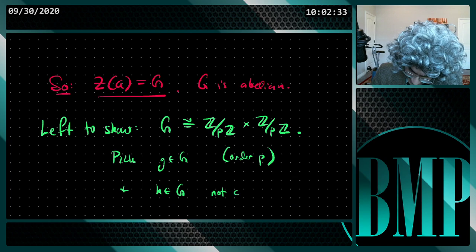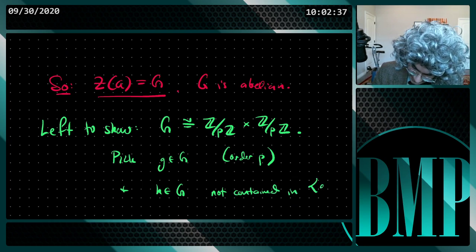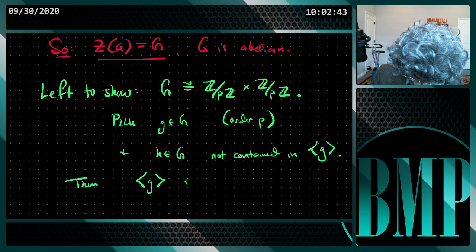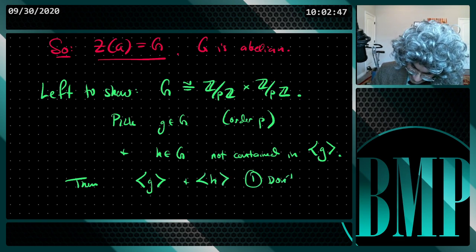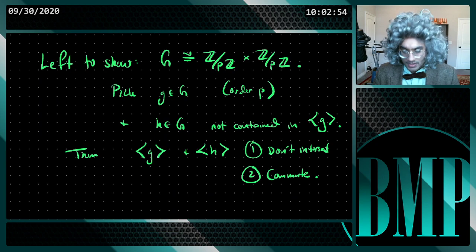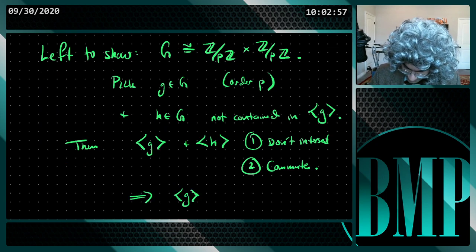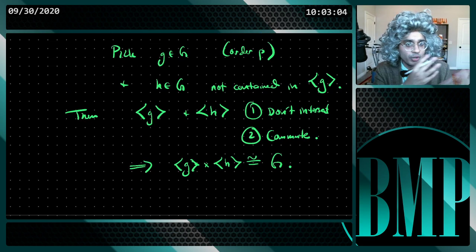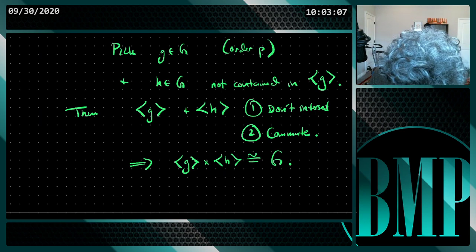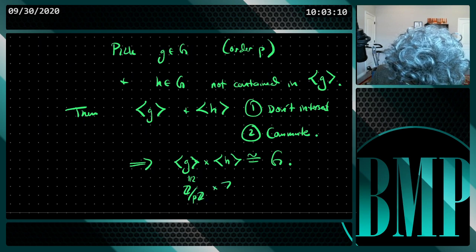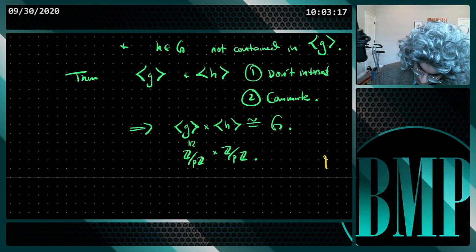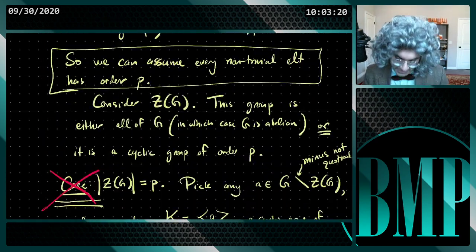H and G not contained in this thing. Then these 2 subgroups don't intersect and obviously commute with each other. And so G cross H is isomorphic to the group G itself by the HK commuting trick, Z mod P cross Z mod P. So this finishes the proof. Every group of order P squared is abelian.